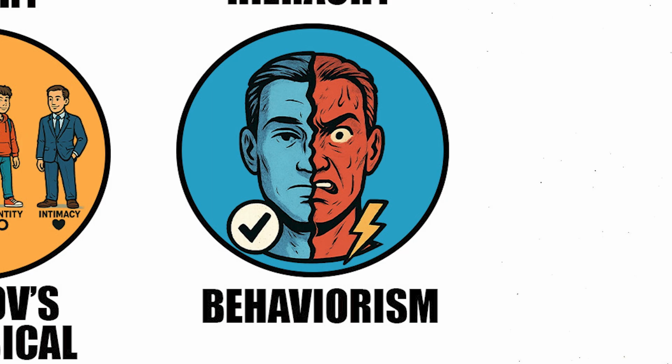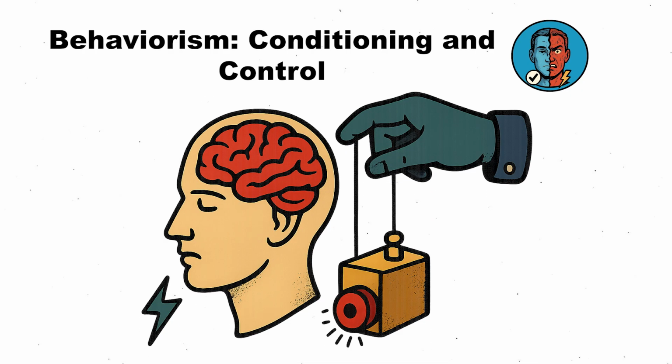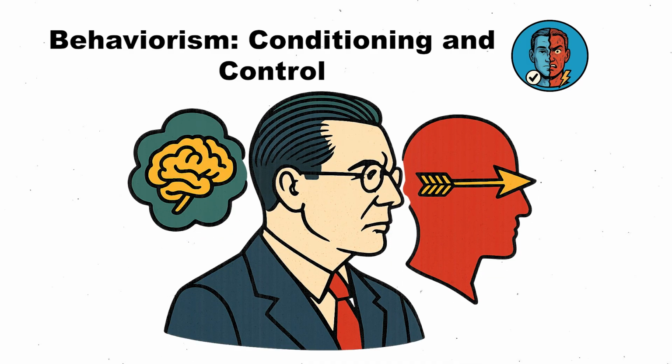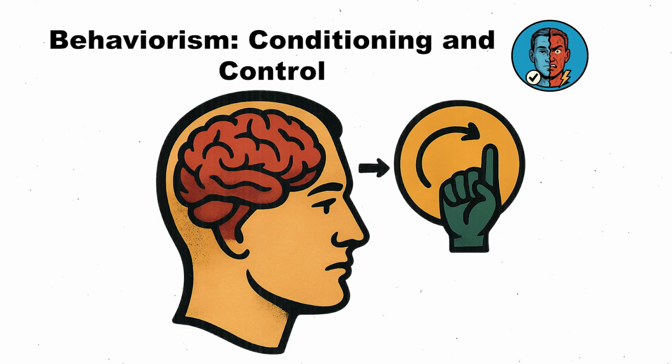Behaviorism, conditioning, and control. Behaviorism, founded by John B. Watson and later expanded by B.F. Skinner, rejected the idea that thoughts or emotions explain behavior. Instead, it claimed that all actions are learned through conditioning, which is the direct link between stimulus and response. Behavior, they argued, is molded by reinforcement.